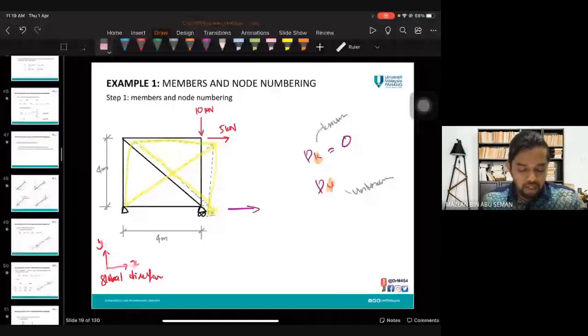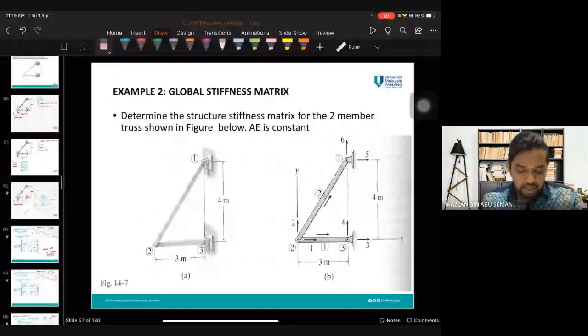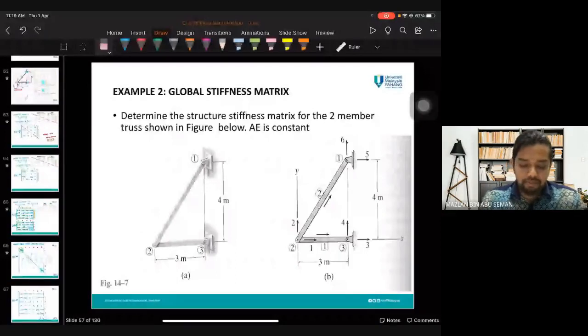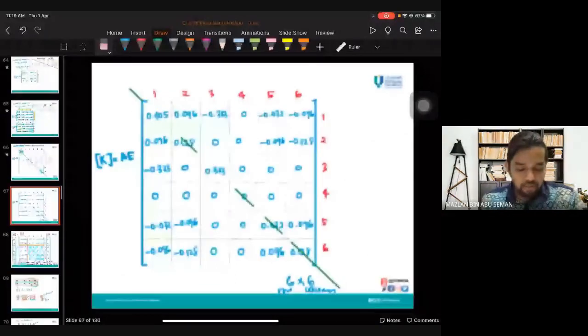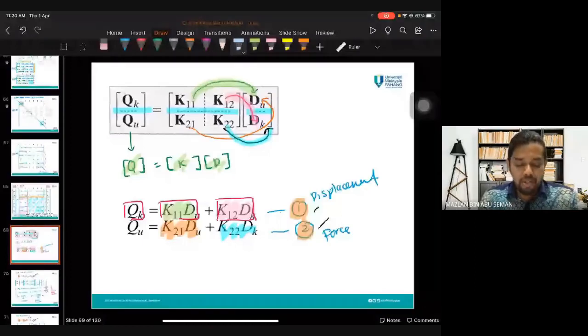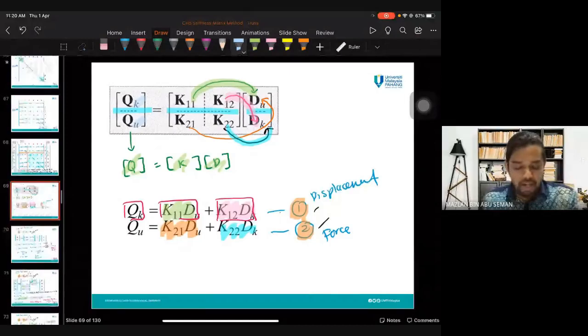Yesterday you learned how to assemble K. Today you're going to learn this one, QKD. That's why it's important to classify known and unknown. Later on, you're going to assemble this matrix. From this matrix, you're going to have a few equations. So later on, you have to go through the next video.